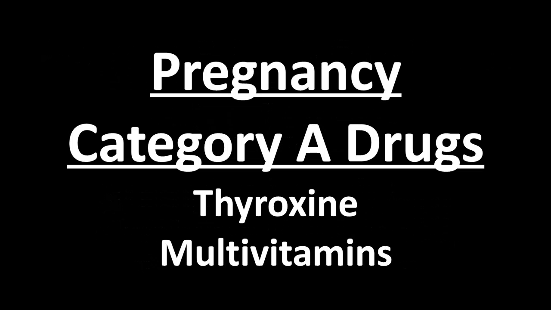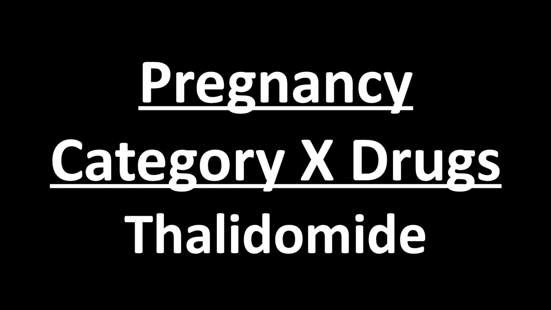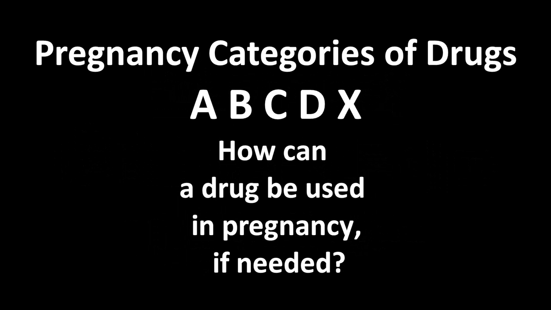Example of category A drugs is multivitamins, thyroxine, etc. Example of category B drug will be paracetamol, erythromycin, etc. Category C drugs example will be morphine. Category D drugs examples will be anti-epileptics, and category X drug example will be thalidomide. So knowledge about the pregnancy use of a certain drug is important for pharmacists.